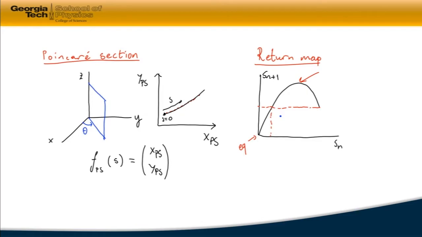Now, again, similar to what we did in the first week, we are going to find the fixed point of this return map by looking at its intersection with the s_n equals s_(n+1) line. Then, let's call this point s fixed. We will input this point to our interpolation function to find its location on the Poincare section.